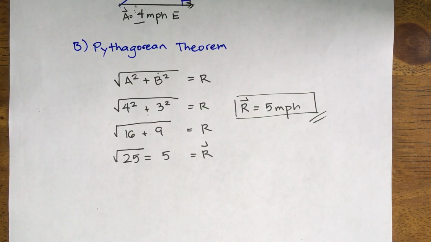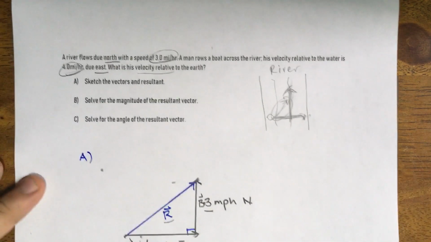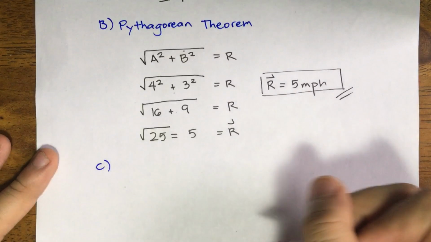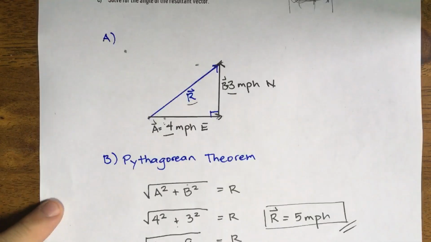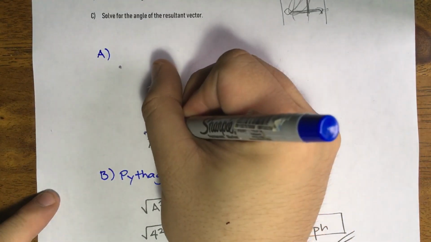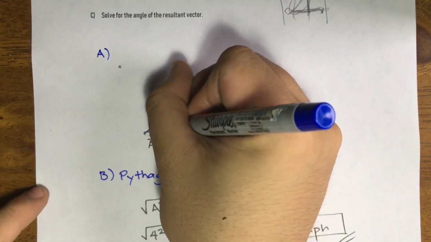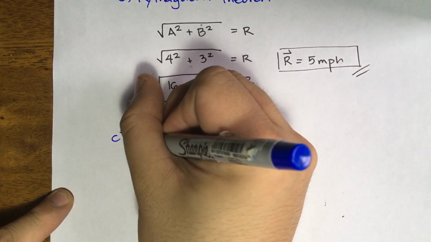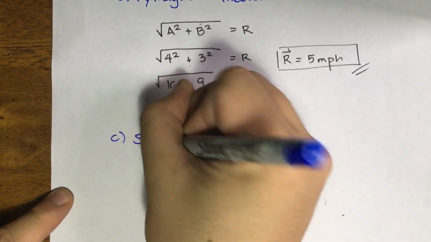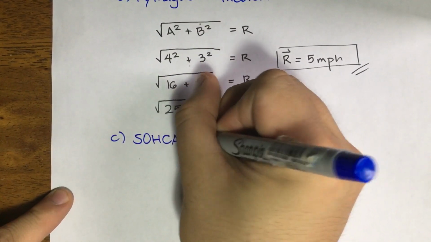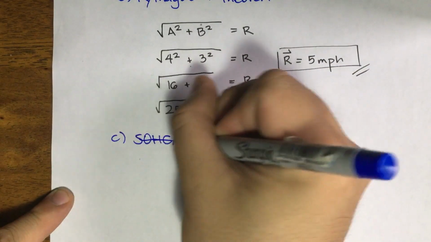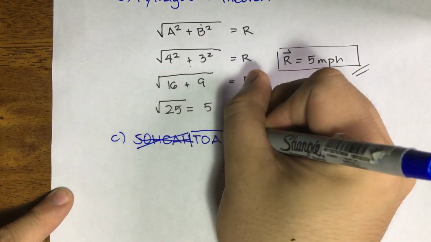Now for the harder part. What is the angle of the resultant vector? In order to solve the angle of the resultant vector, in this diagram, we're going to look for this angle like so. How do we do that? Well, we can use SOHCAHTOA. But actually, we do not need this one. We don't need that. We only need TOA.